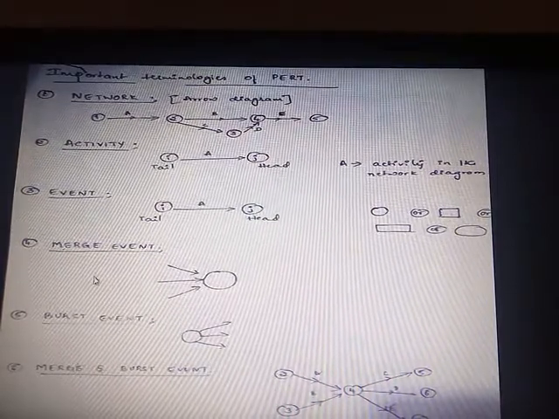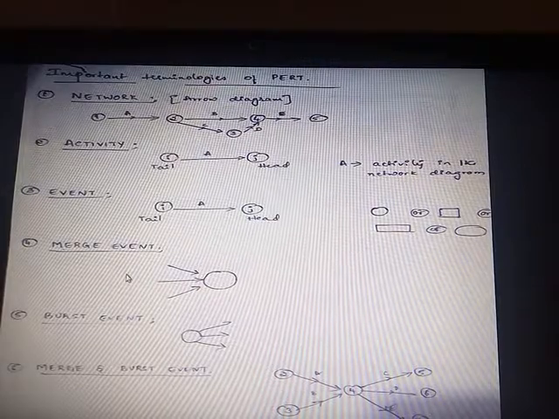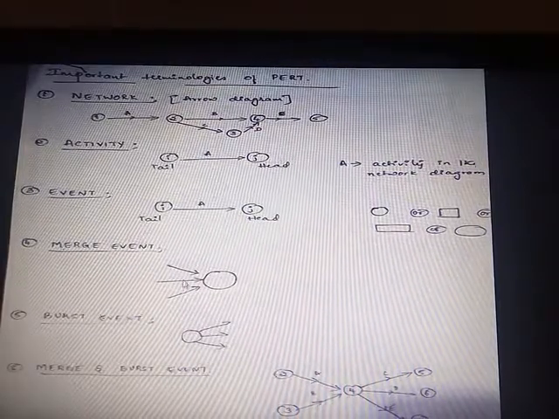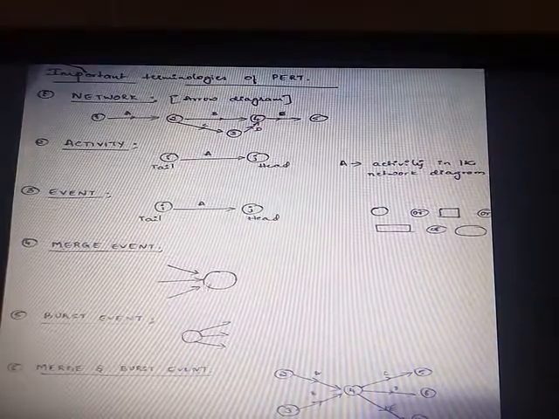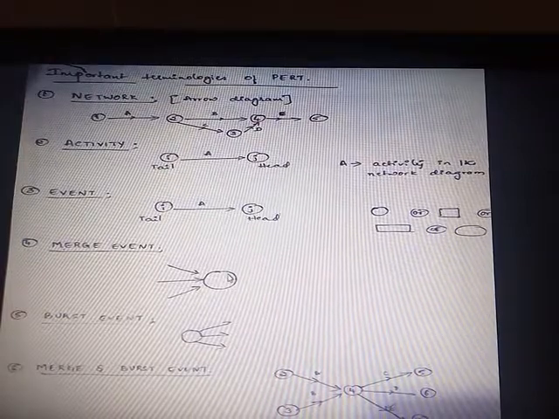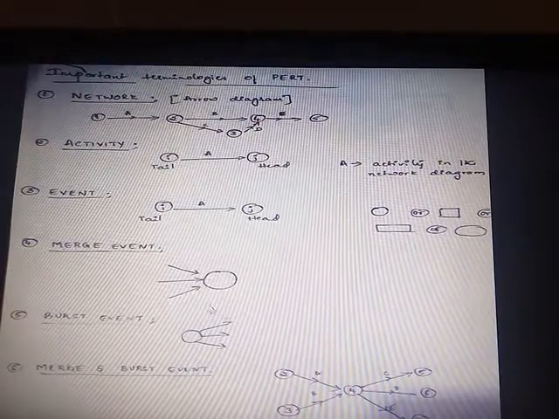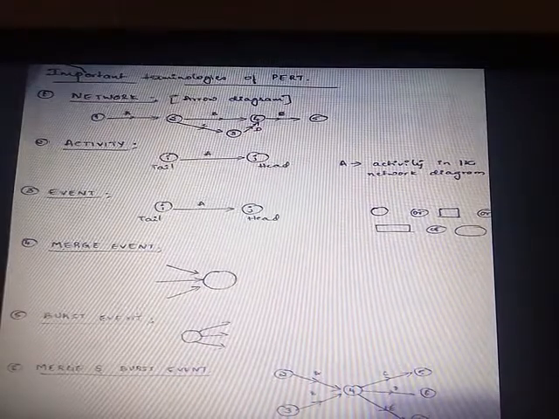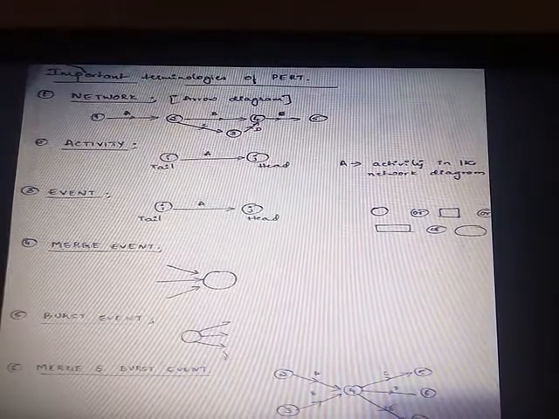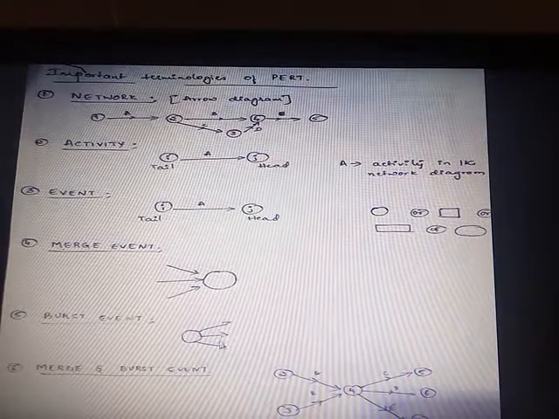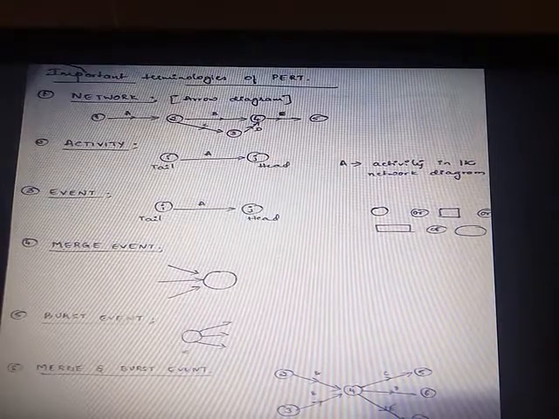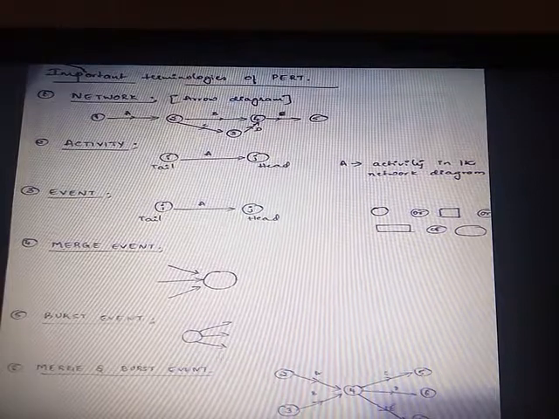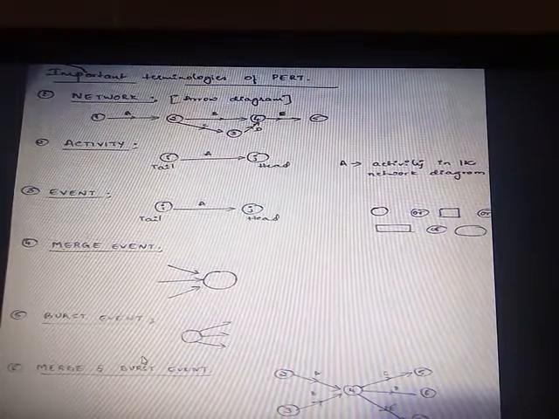Next, moving to the merge event. Merging is nothing but when two or more activities end at a single event, that ending event of the activities is known as a merge event. Next one is the burst event. Here the beginning event for two or more activities is known as a burst event.